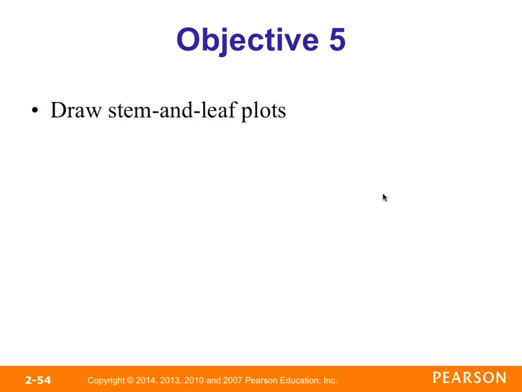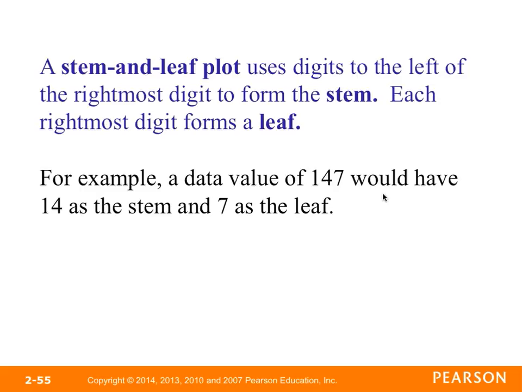Okay, objective 5 is to be able to draw a stem and leaf plot. You guys have probably seen stem and leaf plots before at some point in your life. The digit to the left of the rightmost digit forms the stem, and then each rightmost digit forms a leaf. So for example, a data value of 147 would have 14 as the stem and 7 as the leaf.